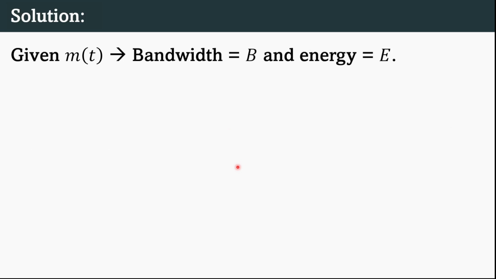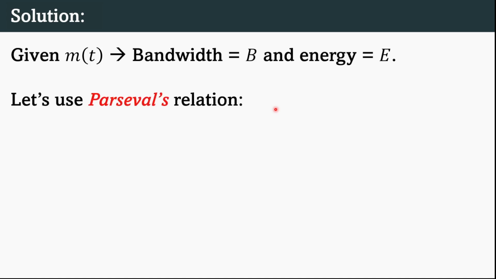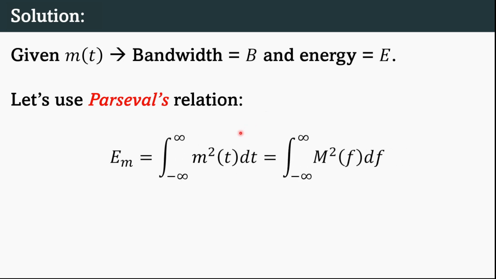So let us see what is given. We are given that the message signal m of t has a bandwidth of B hertz and energy of Em. Now let's use Parseval's relation. What does it say? The energy of any message signal m of t is given by Em equal to the integral from minus infinity to infinity of m square of t dt, and in the frequency domain that would be equal to the integral from minus infinity to infinity of M square of f df.